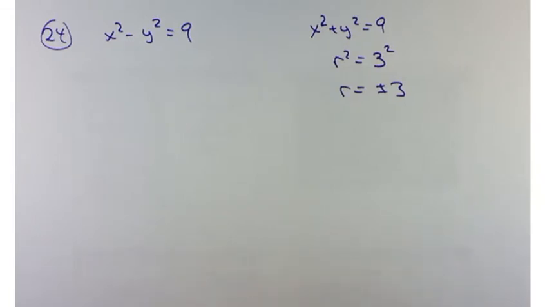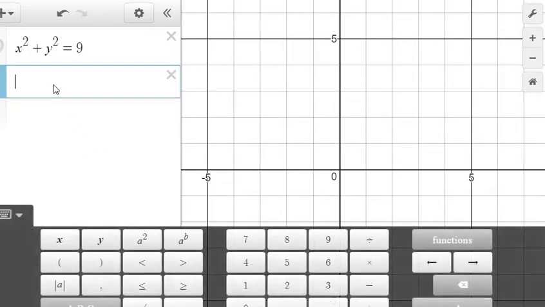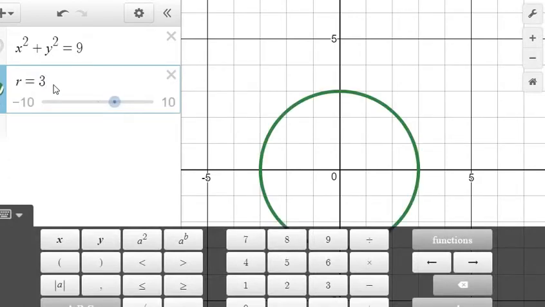So, wow. That's a lot simpler form of an equation. If I write r equals 3, there's my graph. So polar coordinates can make some equations very, very simple. It's nice to work with them.